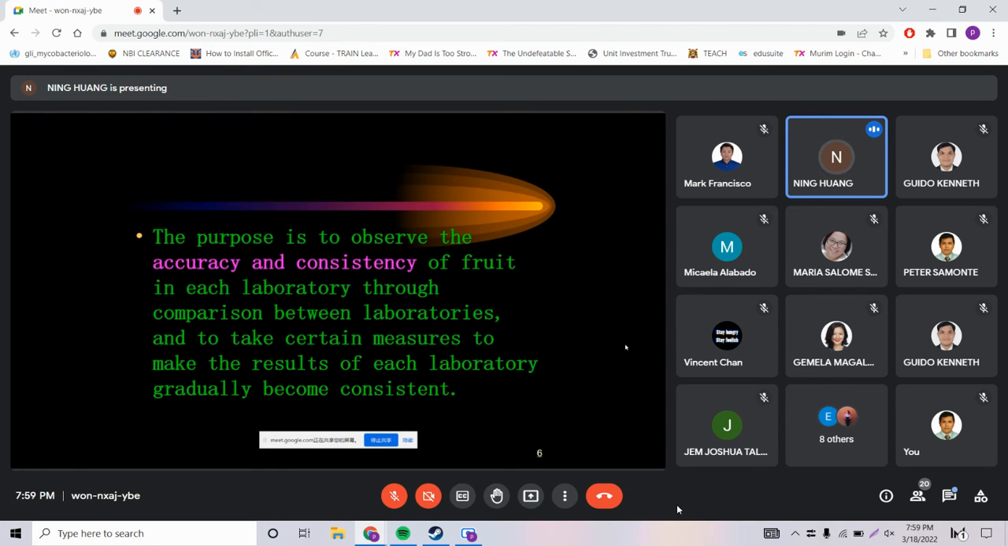The purpose is to observe the accuracy and consistency of results in each laboratory through comparison between laboratories and to take certain measures to make the results of each laboratory gradually become consistent.